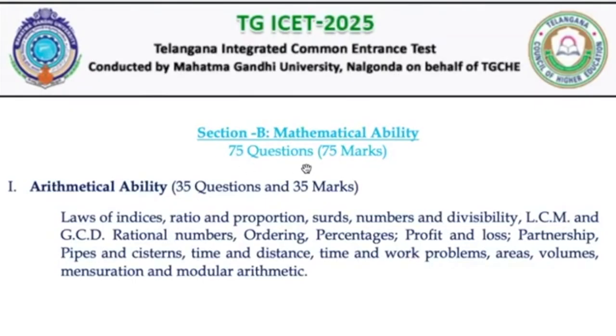You are going to have 75 questions. Out of 75 questions, 35 are from arithmetic ability, and it covers the syllabus of laws of indices, that means surds and indices, ratios and proportions, surds, numbers, divisibility, LCM and GCD, rational numbers, ordering the fractions, percentages, profit and loss, partnership, pipes and cistern, time and distance, time and work, areas, volumes, mensuration and modular arithmetic. This is the overall syllabus to cover 35 marks.